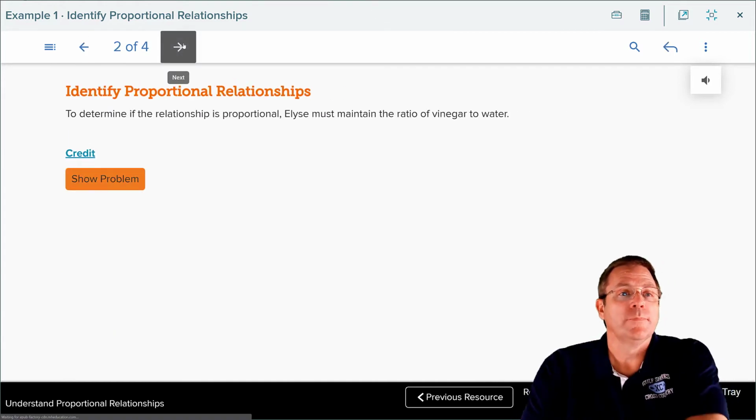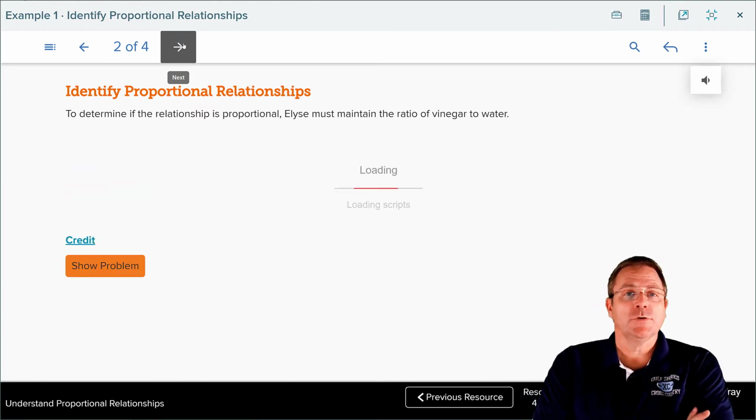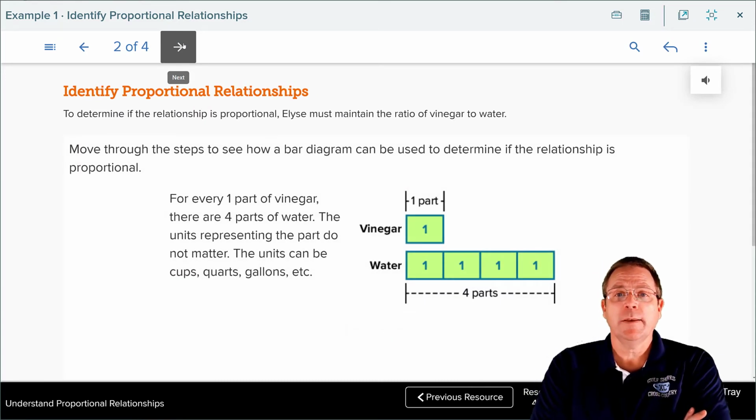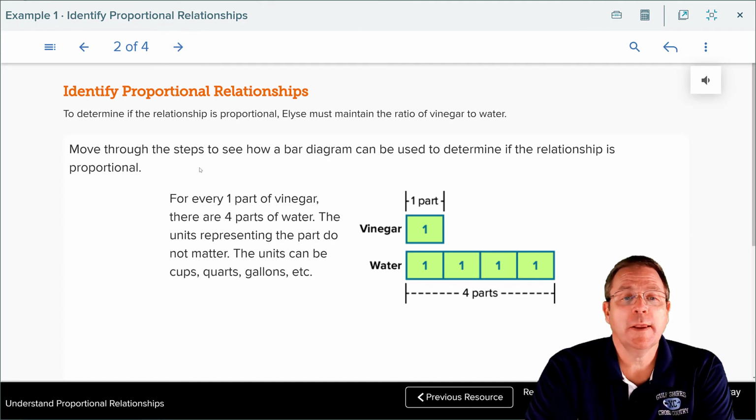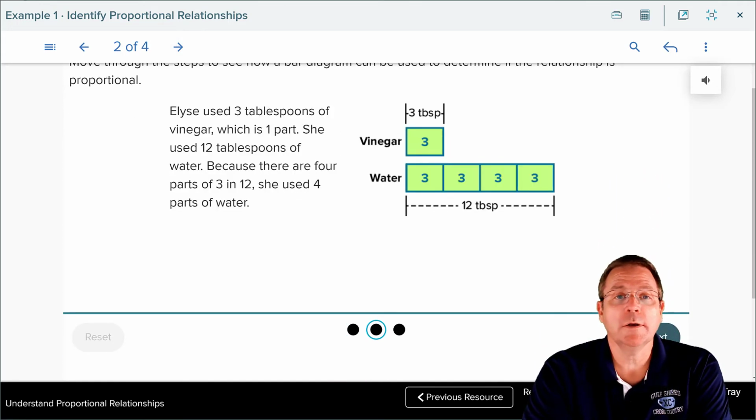Let's take a look. To determine if the relationship is proportional, Elise must maintain the same ratio of vinegar to water. Move through the steps to see how a bar diagram can be used to determine if the relationship is proportional. For every 1 part vinegar, there are 4 parts water. The units that represent the part do not matter. The units could be cups, gallons, quarts, tablespoons. It's all the same. A part is any unit that you want it to be.